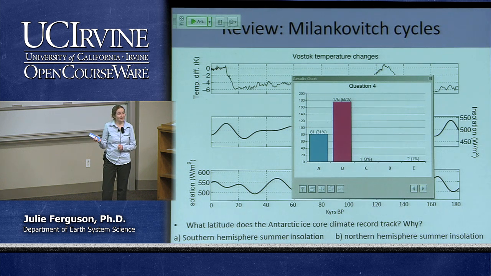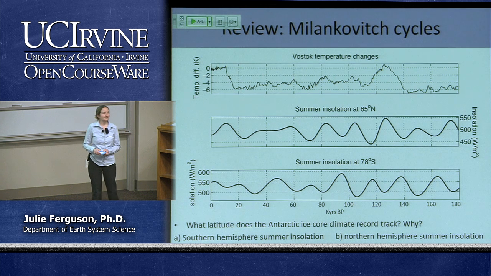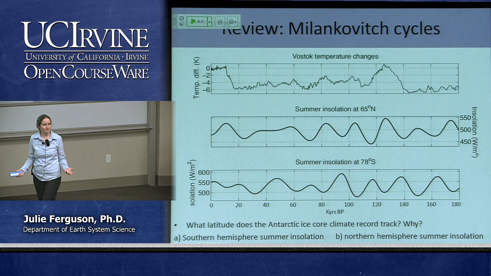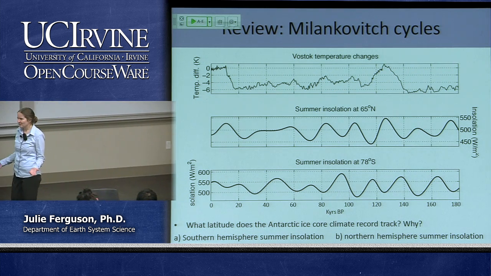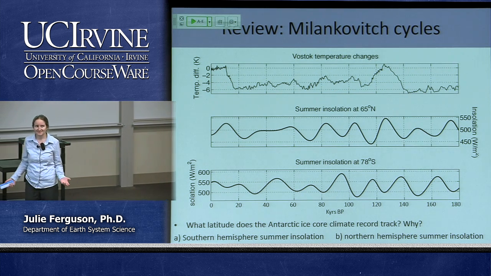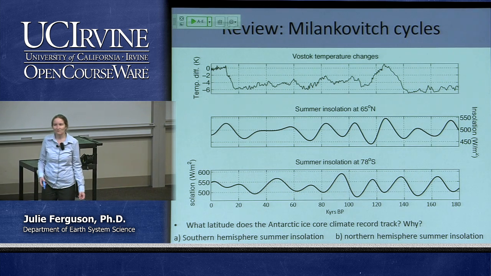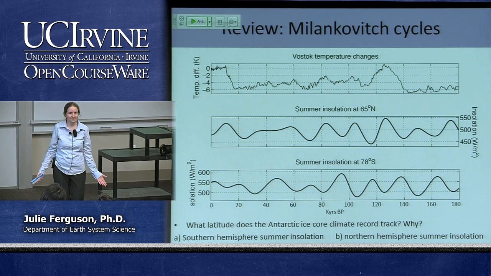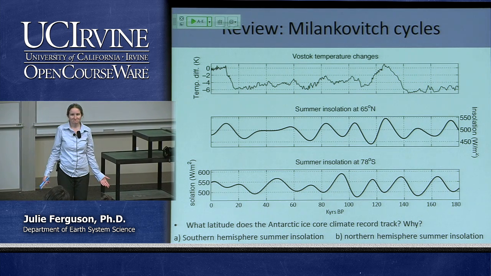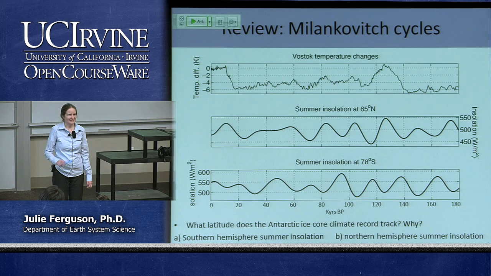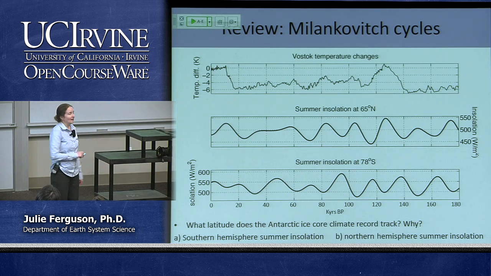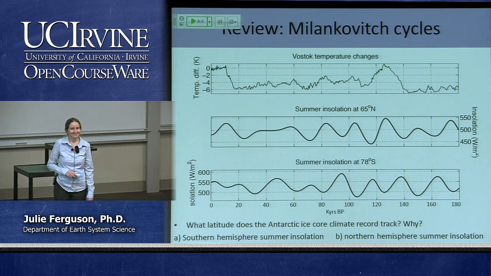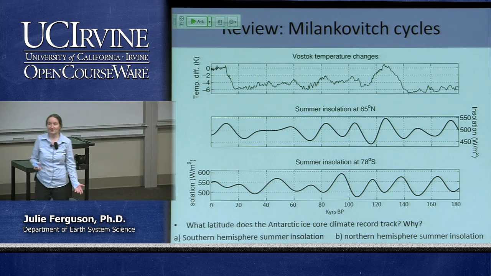So yes, if you look carefully, it's actually our sort of southern Antarctic ice cores seem to be responding most to the northern hemisphere incoming solar radiation. It's a bit weird, isn't it? So why? Does anyone have any ideas about why it might be responding to the northern hemisphere rather than the southern hemisphere? It's a really tough question. Where is most of the extra ice during our ice ages? In the northern hemisphere. Why?